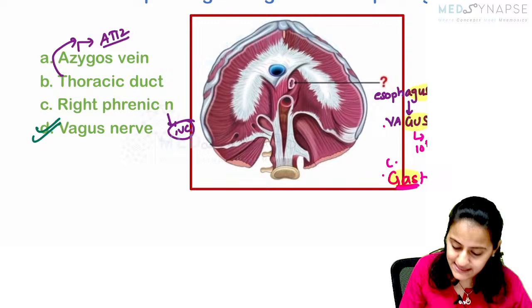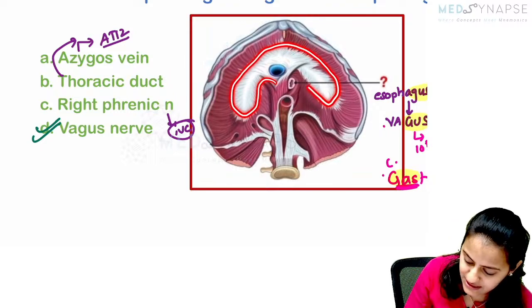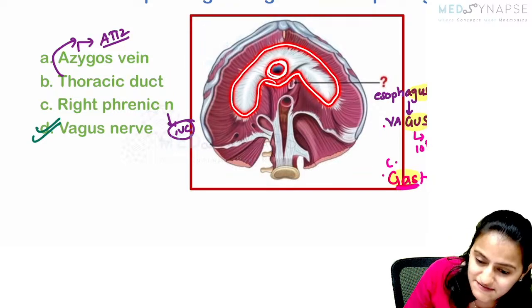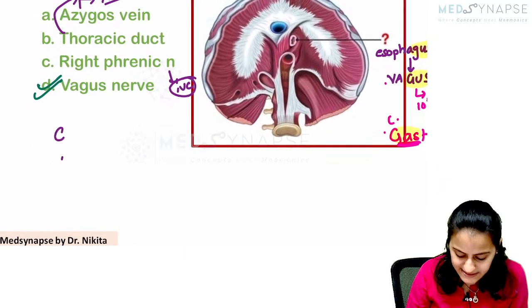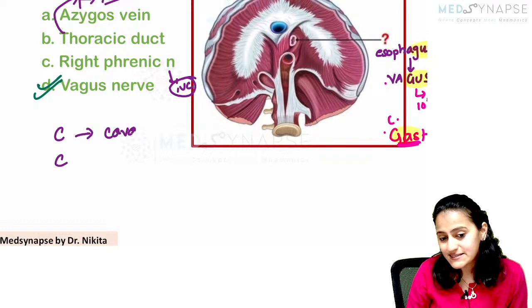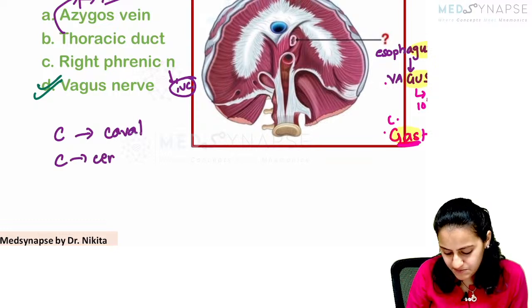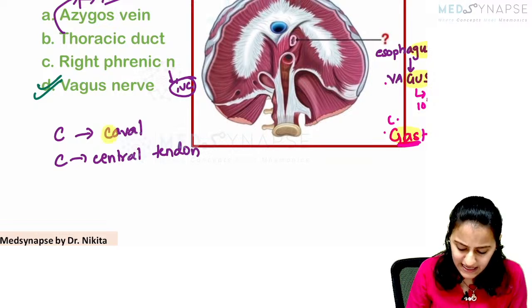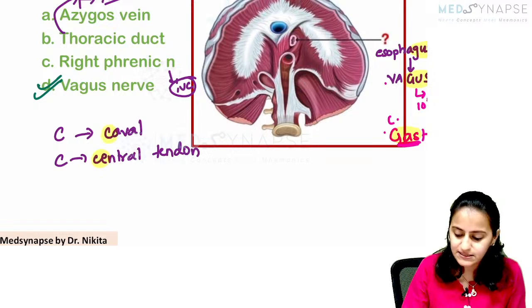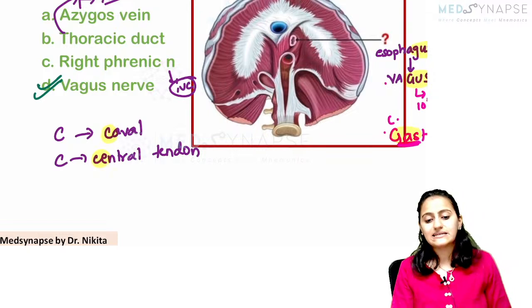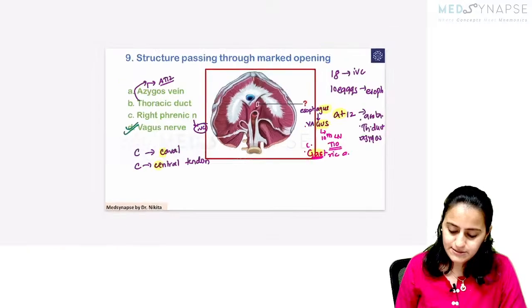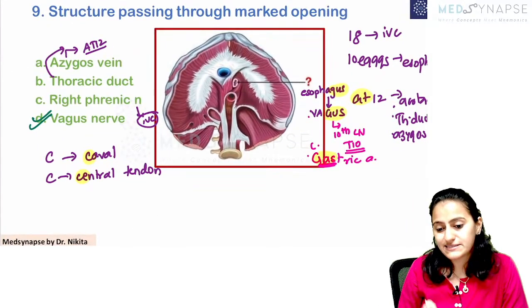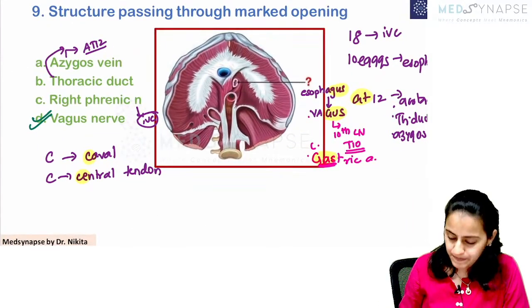Very good. You can see that this is the central tendinous part, and the IVC opening is present in the central tendon. So remember, it is C and C. It is the caval opening which is present in the central tendon. Is this clear with everyone? Right? So IVC is present in the central tendon. That is what we should remember.